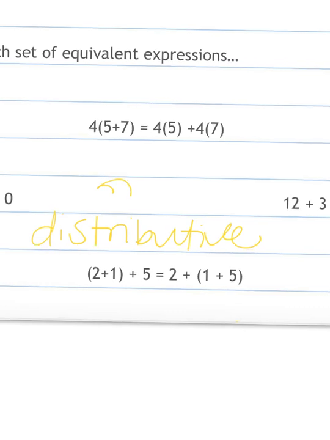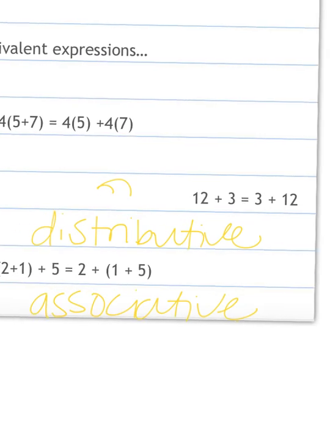Next one, we have 2 plus 1 plus 5, and then we are changing it so the 1 plus 5 is in parentheses first, and then plus 2. So that is telling us that we can change the groupings, or where the parentheses are, but we would still get the same answer back. And that is the associative property.